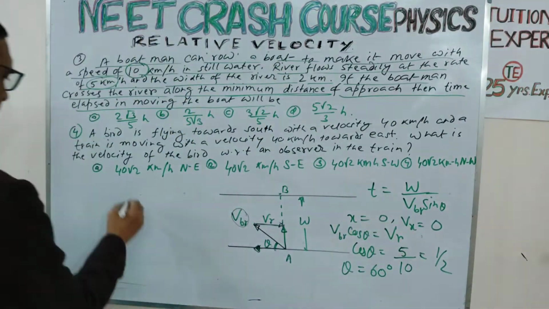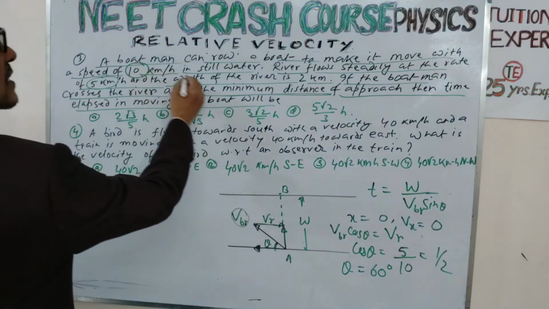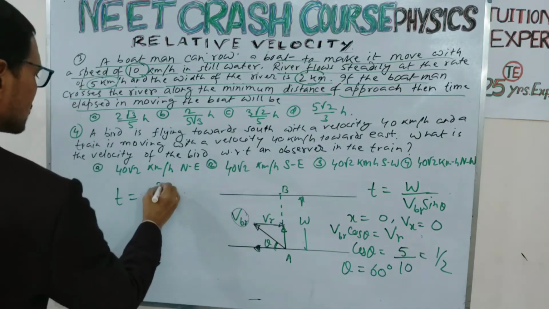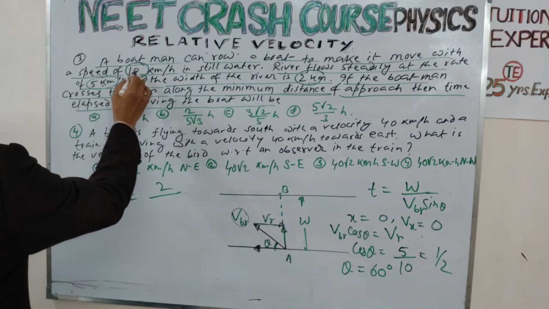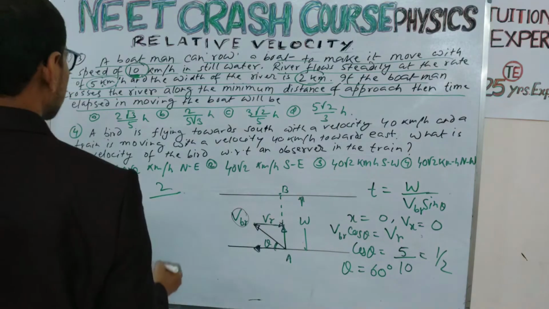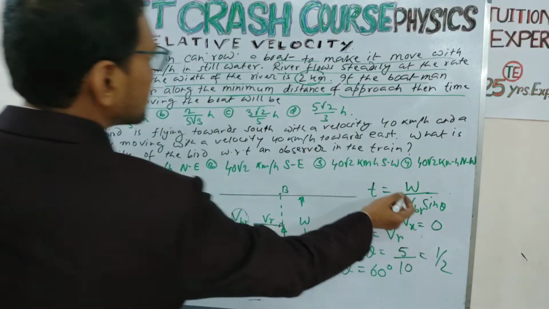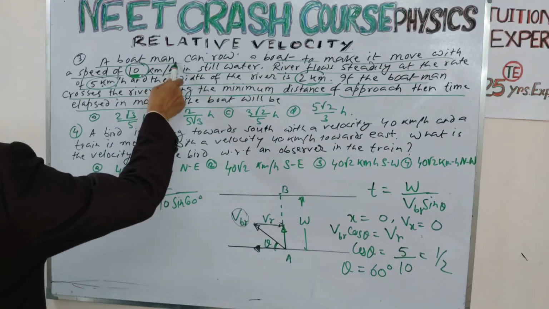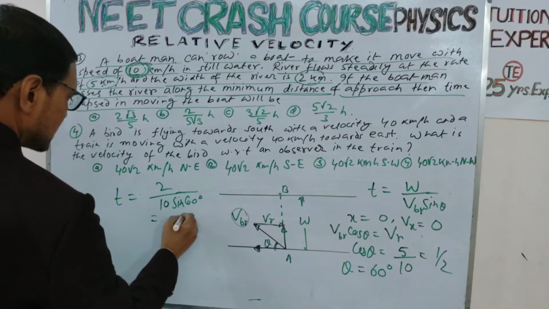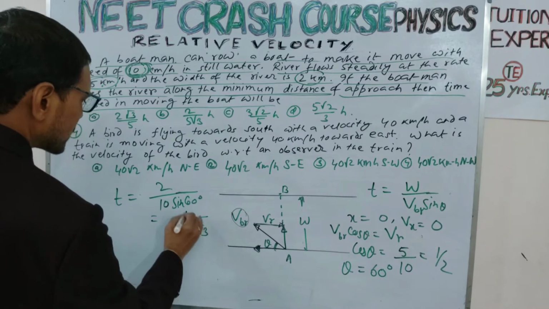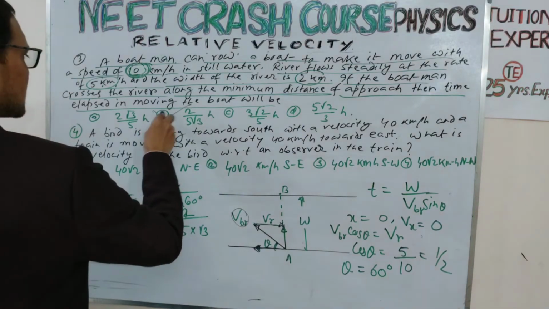Now what is the time taken? Time taken equals width divided by VBR. Width is 2 km, divided by VBR. What is VBR? The velocity of the boatman, 10 sin 60 degree. VBR means the velocity of the boat with respect to the river. Sin 60 degree is root 3 by 2. So the time taken is 2 by 5 root 3. This is the answer.